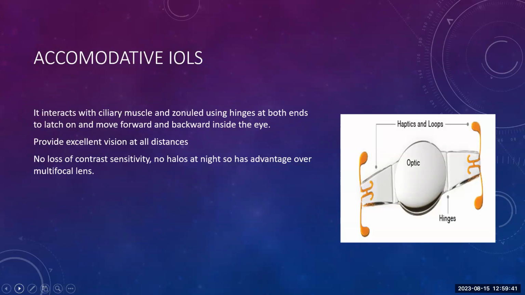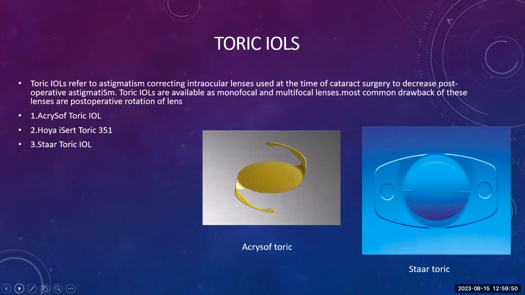They provide excellent vision at all distances, with no loss of contrast sensitivity and no halos, so there is an advantage over multifocal lenses. Toric IOLs. Toric IOLs are astigmatism-correcting IOLs used at the time of cataract surgery to decrease post-operative astigmatism. Toric IOLs are available as monofocal and multifocal. The most common drawback of these lenses is post-operative rotation of the lens. Some examples are AcrySof, Hoya, iSert, Toric, and STAAR Toric IOL.